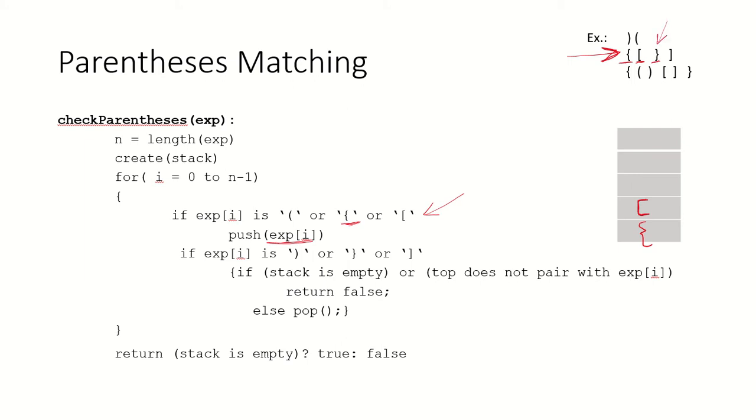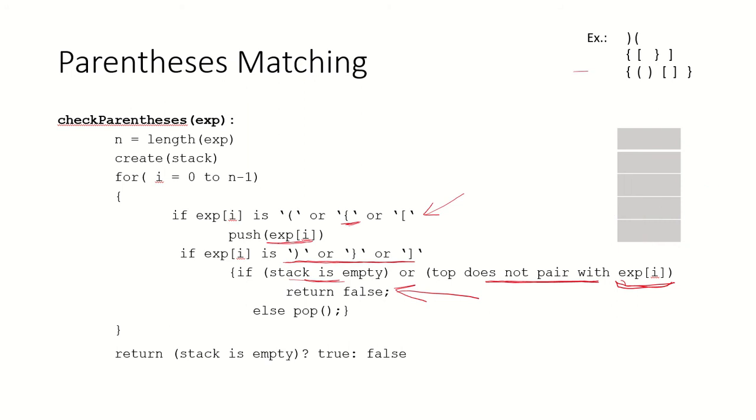What do we have to do if it is a closing brace? We have to check whether the stack is empty. No, it is not empty. Does the top pair with the expression character? No, the top is a curly brace and here we have a square brace. So we have to return false. That means this set of braces is not balanced. And we can see it also over here that this was not a balanced set of expressions.